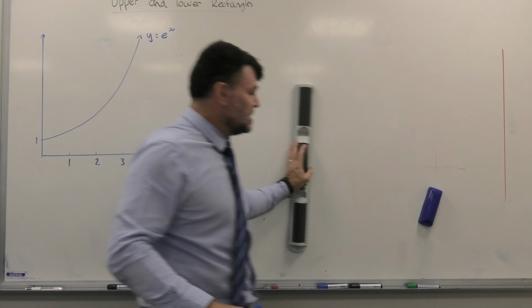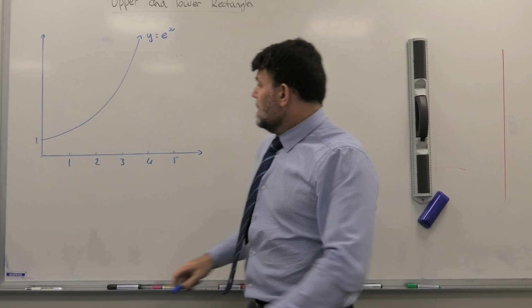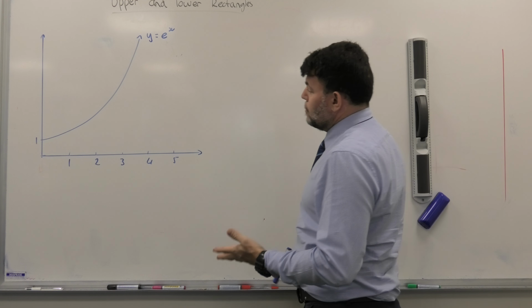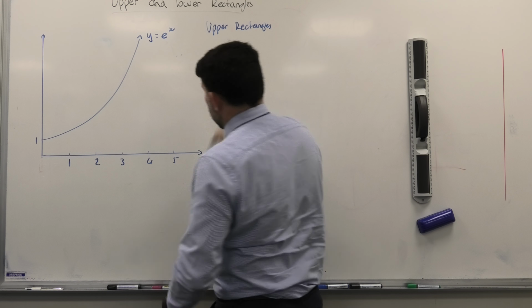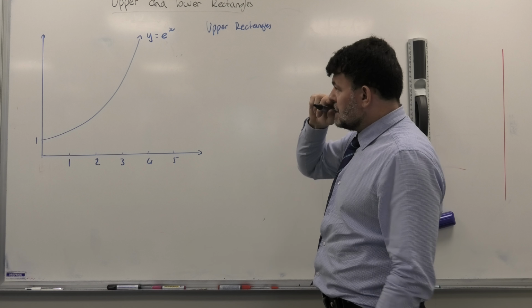So let's look at that second graph. We've got a second graph here where we have y equals e to the x. And what we want to do here is work out the upper rectangles. So last one we looked at was the lower rectangles. This time we're going to be looking at the upper rectangles. Same process as before.